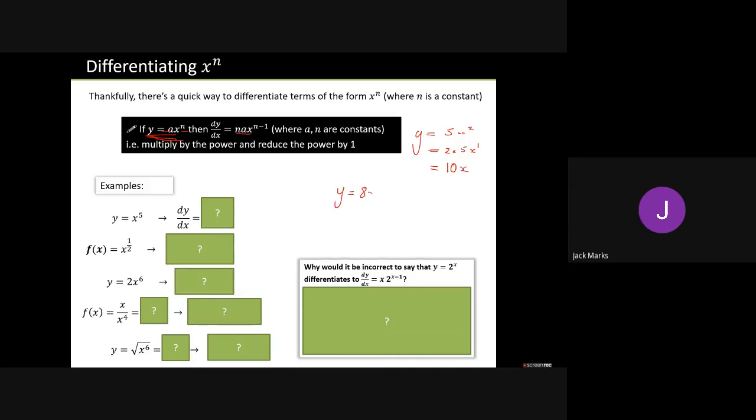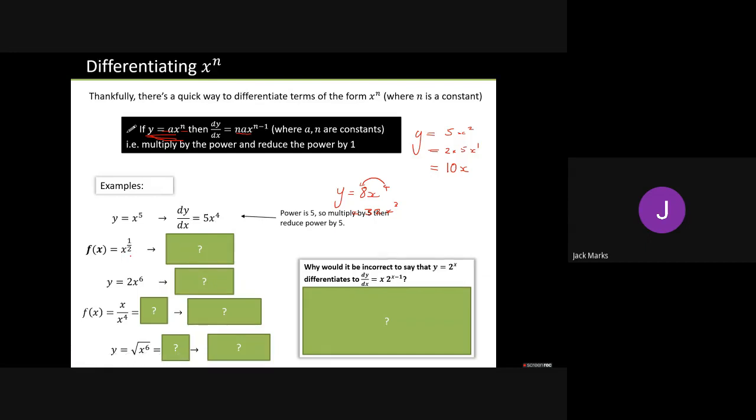Let's do another one really, really quickly. If I said 8x to the power of 4, you bring the power down. So 8 times 4 is 32. And then you decrease or decrement the power by 1. So it'd be 32x cubed. So x to the power of 5, bring the 5 down and reduce the power by 1, x to the 4.